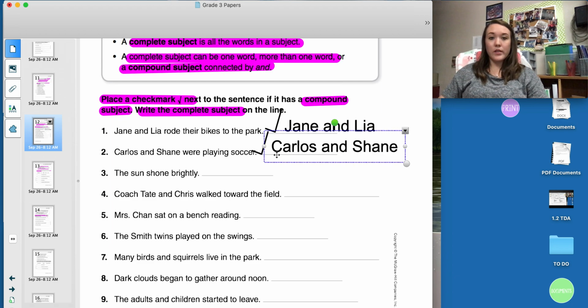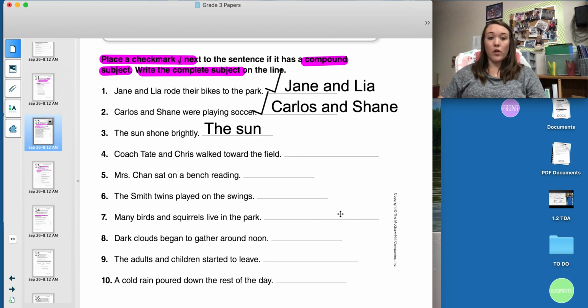Last example on this page, number 3 says, the sun shone brightly. I need to ask myself, is this sentence an example of a compound subject? Is it about more than one person, place, or thing? This sentence is only about the sun, so it is not compound, meaning I do not put a check mark next to it. I just write the complete subject, which is the sun. You need to finish this page with the same directions for 4 through 10.